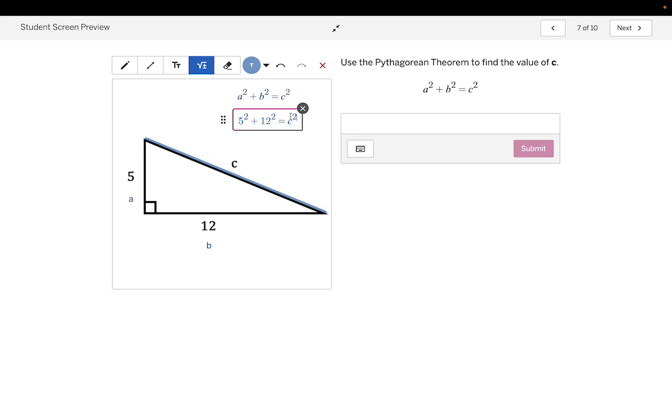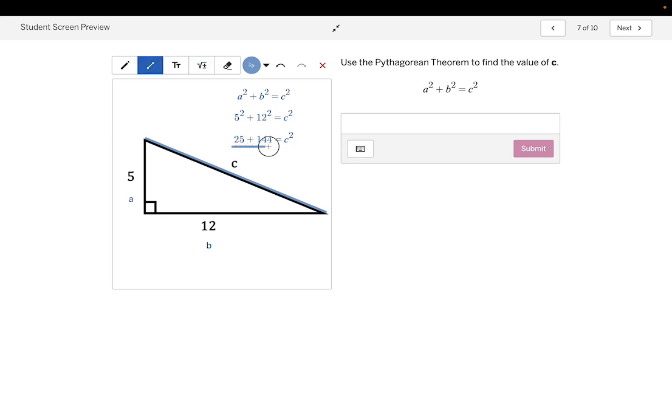We're eventually going to want to solve for C. In order to do that, I want to simplify the left side of the equal sign. So think order of operations. I have exponents there and then addition. I would need to simplify the exponents first before addition, so I need to square each. 5 with an exponent of 2 means 2 5s multiplied together, so 5 times 5 is 25. And then the 12 with the little raised 2 next to it means 12 times 12, or 2 12s multiplied together, so that would be 144. And then equals c squared.